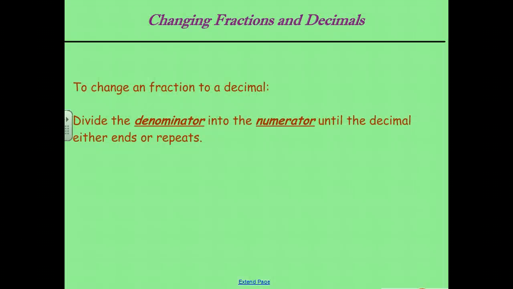So one more time, when changing fractions to decimals, you divide the denominator into the numerator until the decimal ends or repeats. And if it repeats, you have to add the repeating bar.